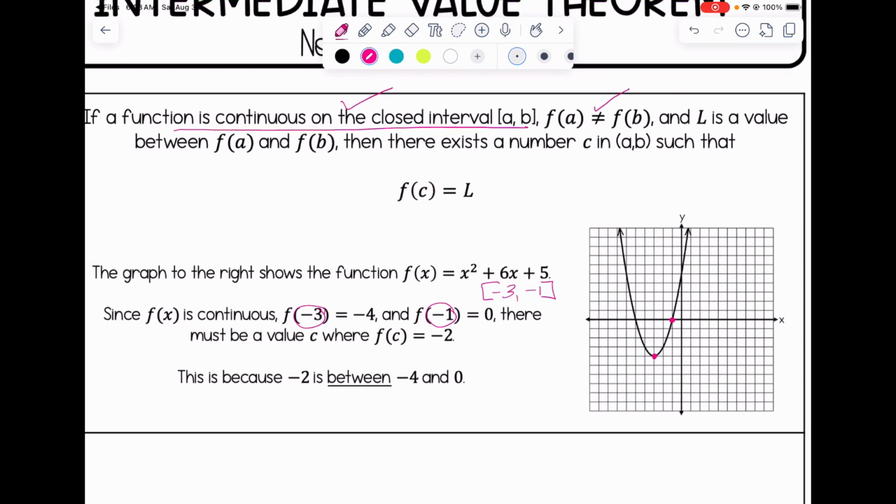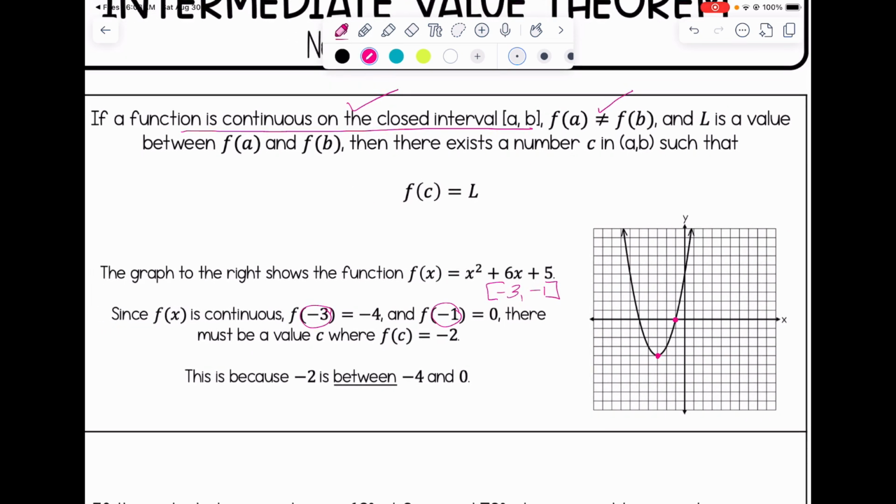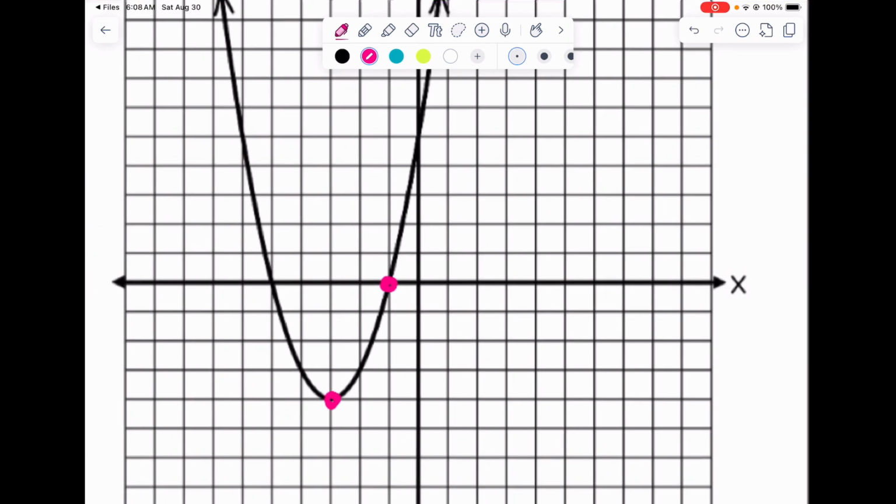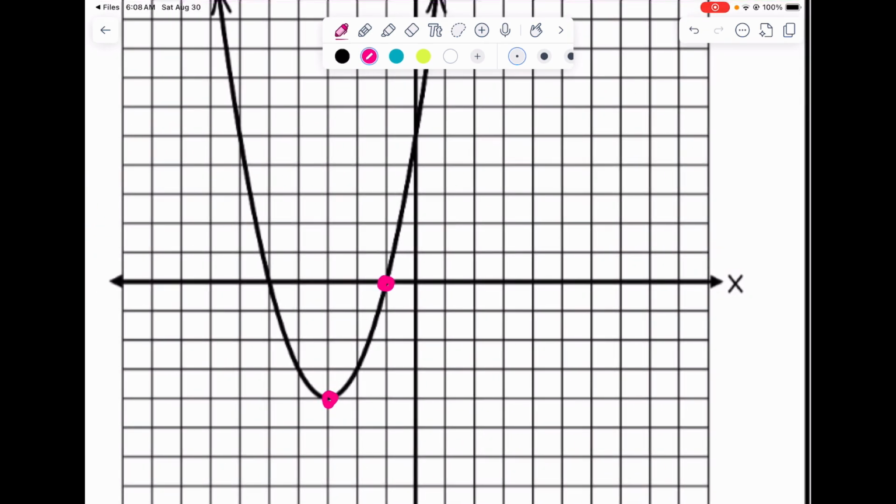And we're saying that basically L has to be some value between them. So I'm going to just zoom in back to that graph again. We're talking about y values that are in the middle. So here we have the y value of -4. Here we have the y value of 0. All of these y values are in the middle of -4 and 0. So for instance, we have -3, -2, -1, but of course all of the non-integer values within there as well.